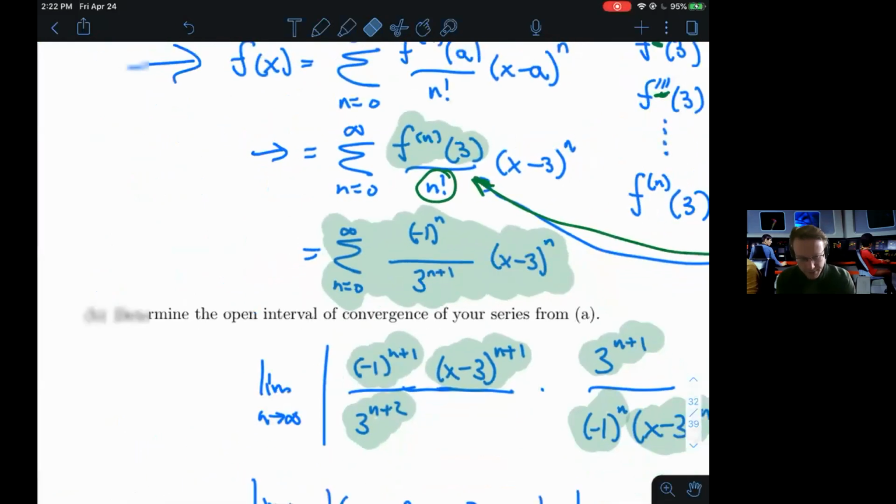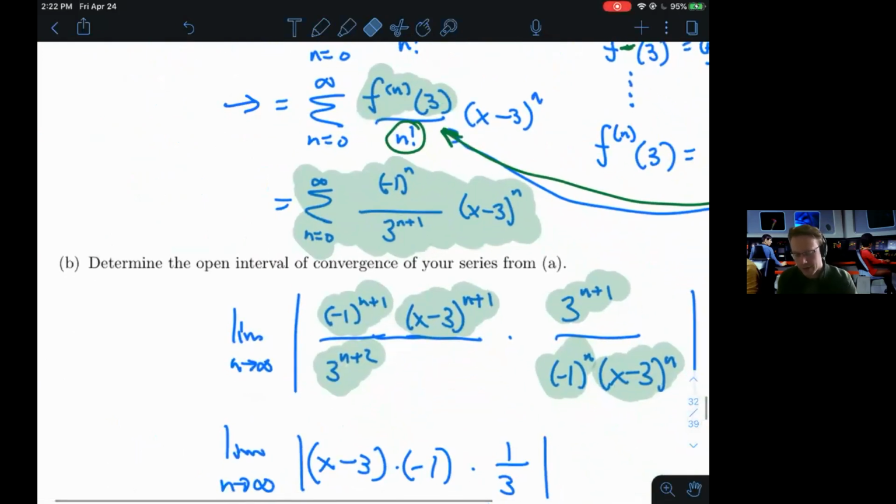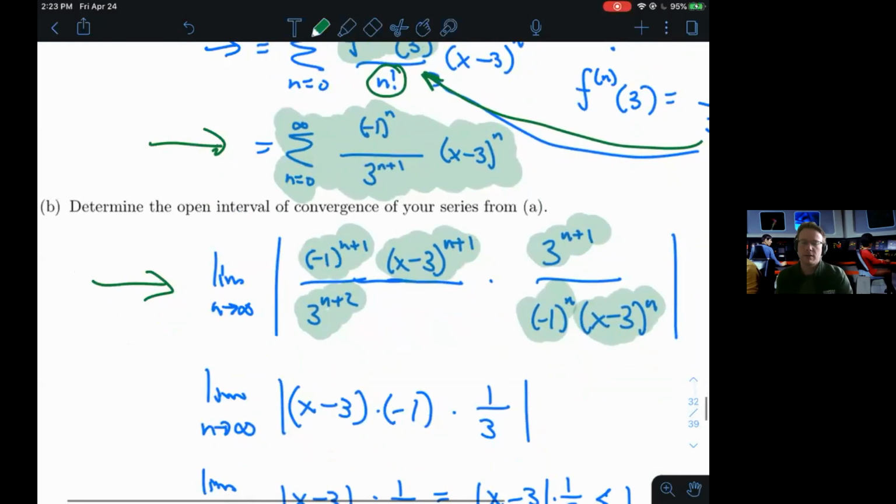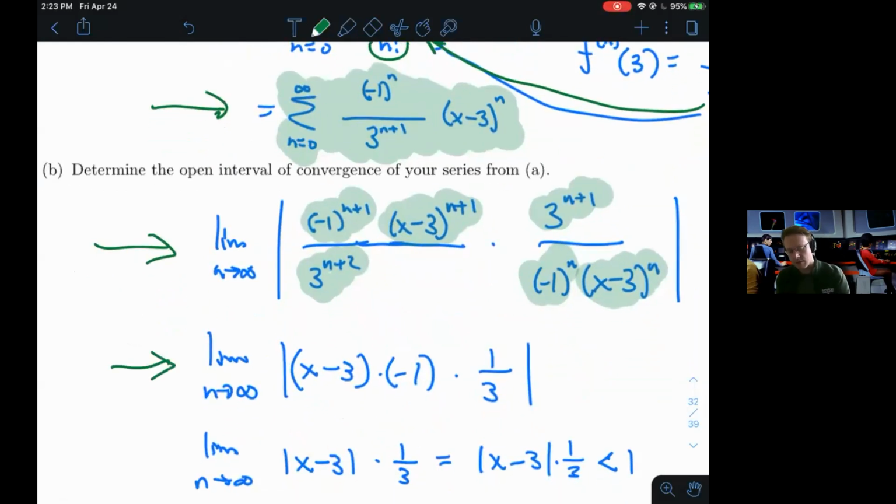And then for part B, once we have a series, remember we can always ask, and this is an 11.8 style question, what is the radius or the interval of convergence for a power series? And the answer 100% of the time for these is always the ratio test. We can use the ratio test, so that's what I'm doing right here, applying the ratio test to my particular series. You can see that there's going to be a lot of things that cancel out.